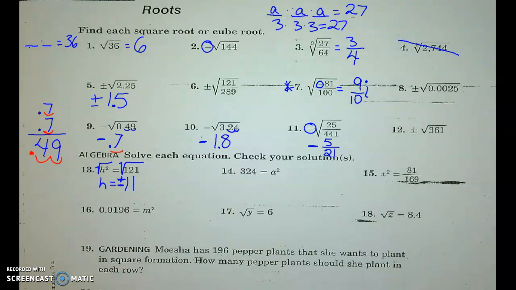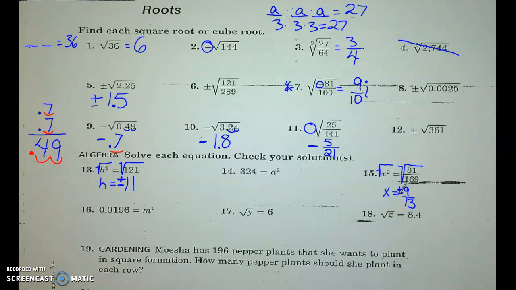Number 15. Okay, we've got to do the square root of both sides to get x by itself. So that's going to leave us with x equals square root of 81 is 9, square root of 169 is 13. And with our equations, it can be plus and minus. We have both of those answers, and you have to have that symbol there.